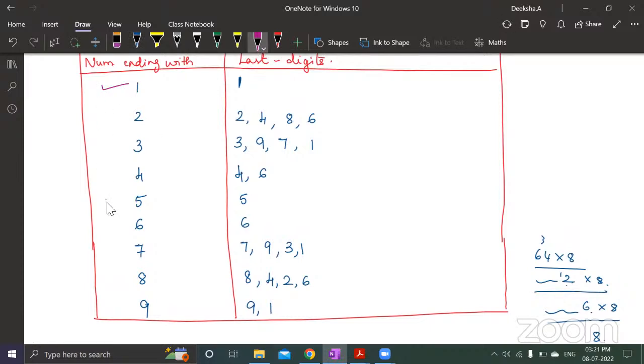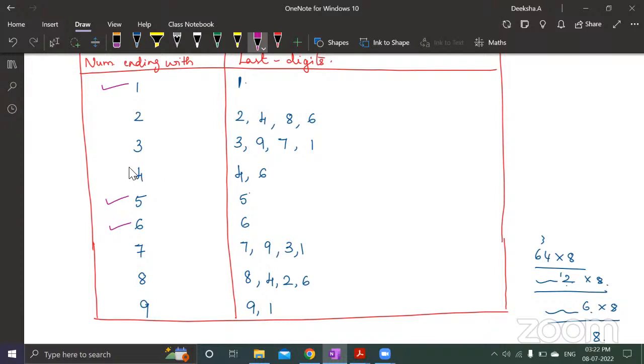Number 1, number 5, and number 6 have the same last digits. Any number ending with 1, all its powers, the answer is going to be 1 only. Any number ending with 5, the answer will be 5. Any number ending with 6, the last digit of the answer will be 6. This is for 1, 5, and 6. These 3 numbers have the same last digit, whatever the power.